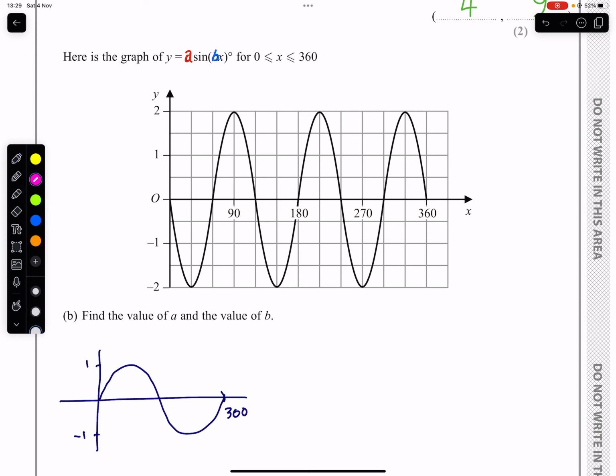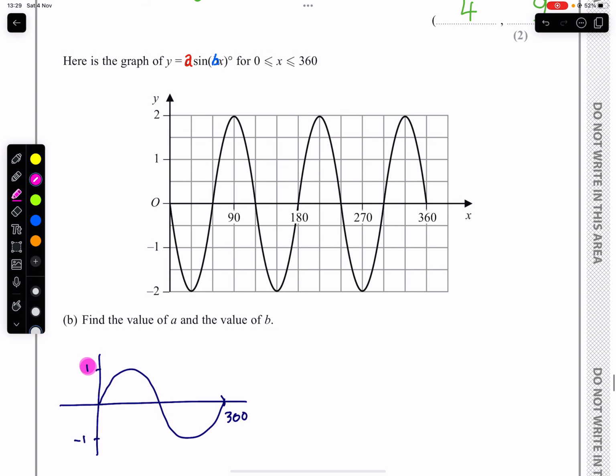So we can make comparisons between the highs and lows and the starting point of this graph and what we have here. The fact that we're going up to 2 and down to -2 instead of going up and down to 1 tells us straight away that we're going to have a 2 involved on the outside of this sine wave. But it's not just as simple as that, because this sine wave is actually behaving slightly differently. Instead of going up at the start, it's going down.